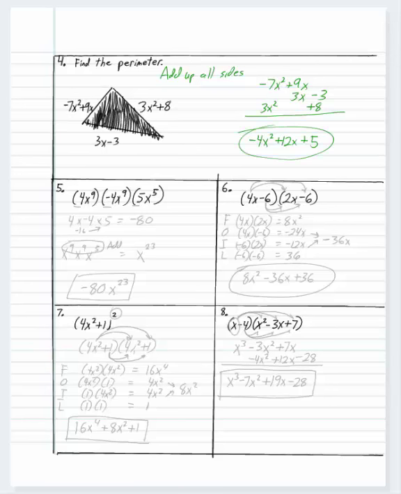Next, we have number 5. The trick to this is first multiply just the numbers. So we're going to do 4 times negative 4 times 5. And that's going to give us, let's see, 4 times negative 4 is negative 16, times 5 is negative 80. As with the letters, x^9, x^9, and x^5, we're just going to add the exponents. 9 plus 9 is 18, plus 5 is 23. So in the end, our answer is negative 80x^23.